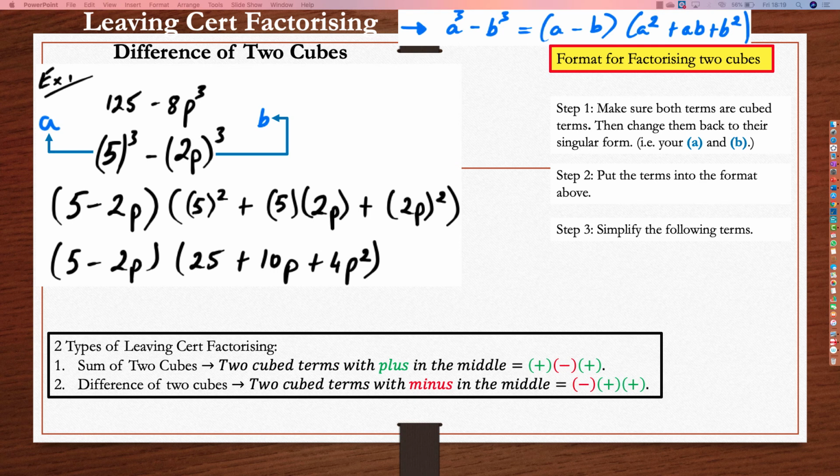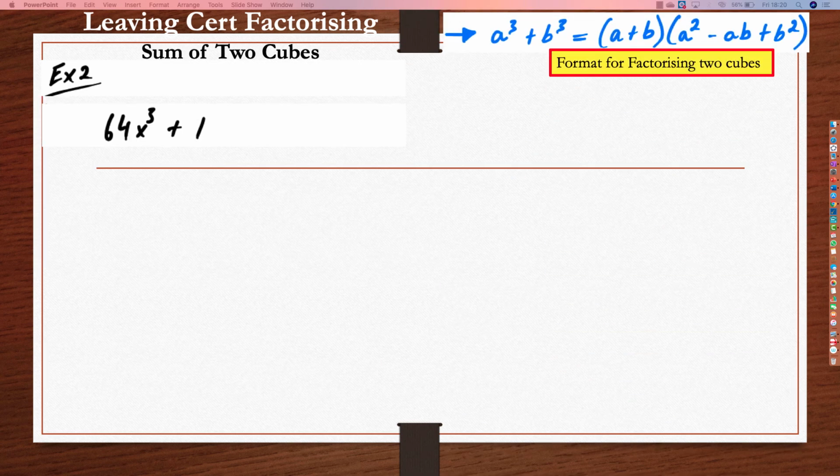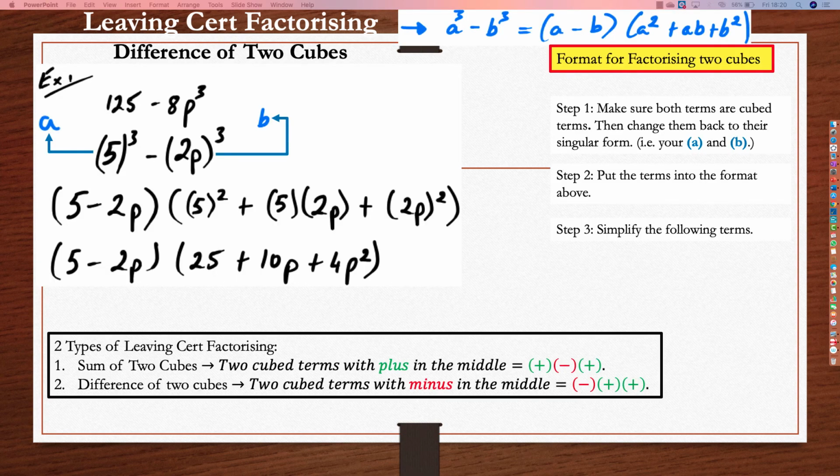Is that okay? If it's a minus, it's minus first, and then plus plus. If it's a plus first, it's always going to be plus and minus. Simple as that. So maybe if you just want to jot down a kind of shorthand version of that: if it's plus, it's plus minus plus. If it's minus, it's minus plus plus. That's where lads get the most confused, is they know the formula and they forget which way the sign goes.